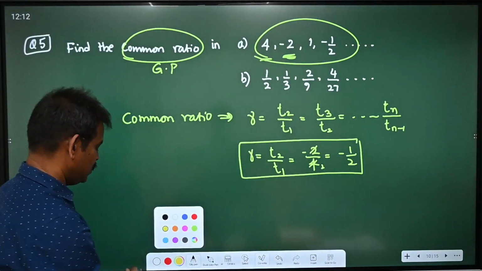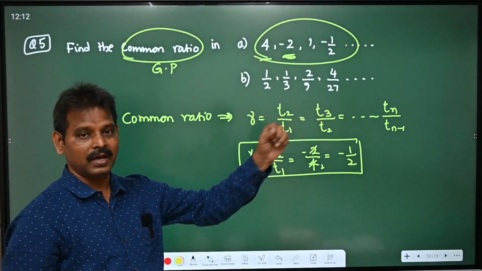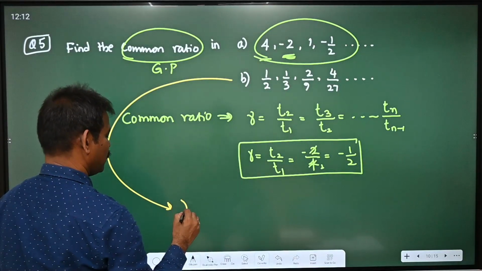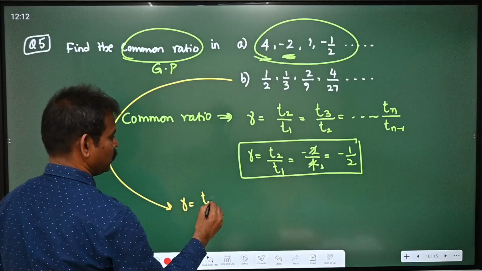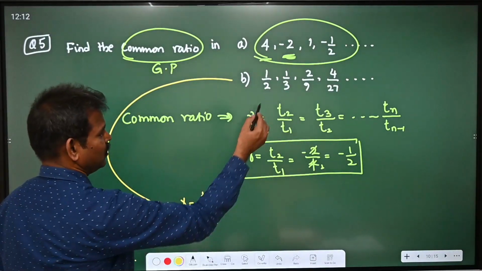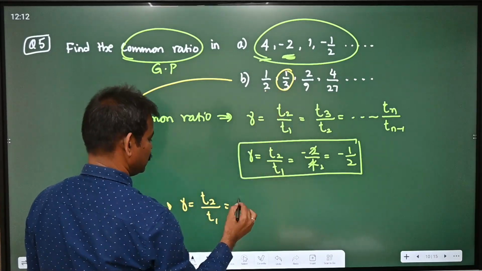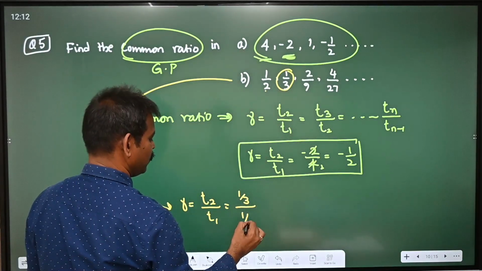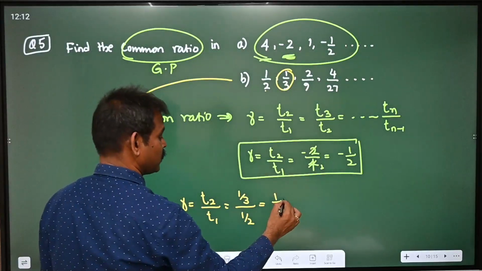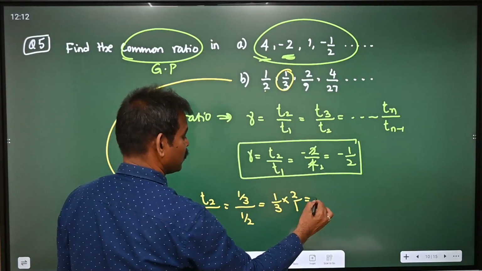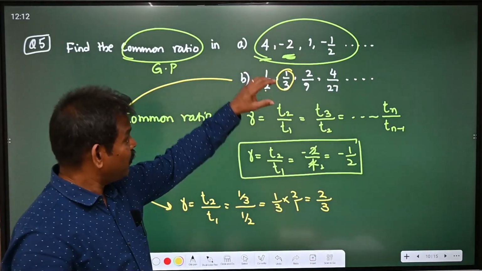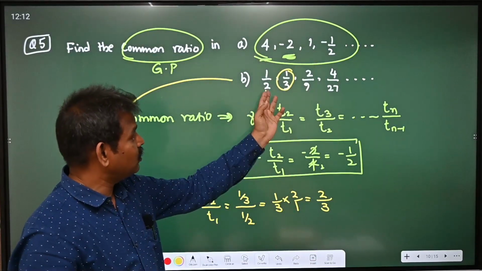Now we see the common ratio for the second GP given here. For the second GP, the common ratio is given by the same formula, T2 by T1. Just divide this with this, that is 1 by 3 divided by 1 by 2, which means 1 by 3, and this 1 by 2 when it goes up will become 2 by 1. This is 2 by 3. That means if you multiply the first term with 2 by 3, you will get the second term.